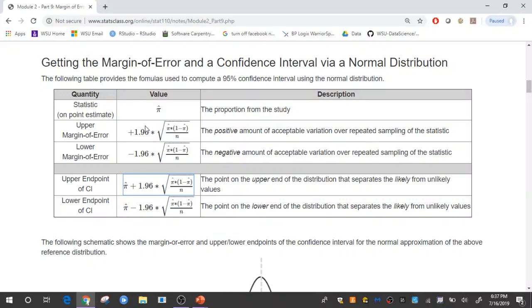I'm going to show you how to let a spreadsheet do all of these calculations. You can certainly do these on your calculator, but a spreadsheet will be a little easier and will allow us to compute these quantities.